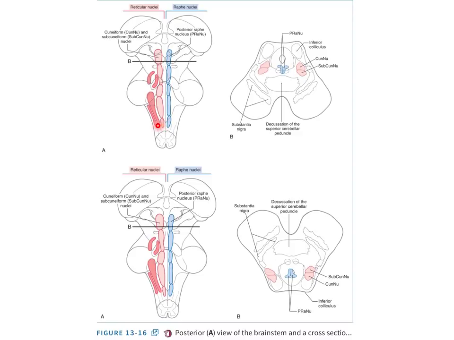And then if we look at a cross-section through the brain, in this case the midbrain, we can see the raphe nuclei very close to the midline and the reticular nuclei more lateral. We see the raphe nuclei just below the cerebral aqueduct, adjacent to the periaqueductal gray.